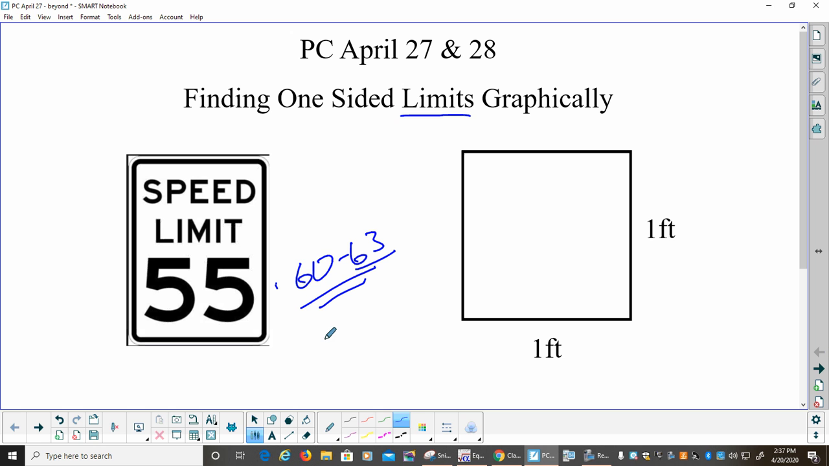A limit is a boundary. It's like a wall that you can't cross. You can't go past that point. It's a physical barrier. Okay? That's a limit. It's a boundary.